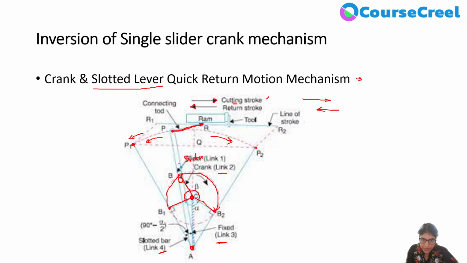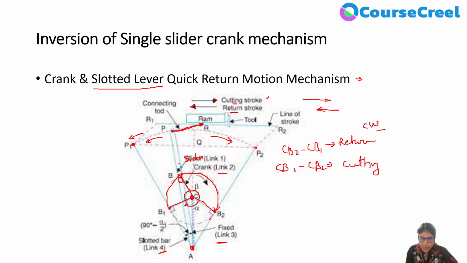And when the crank is moving from B2 to B1, CB2 to CB1, there is a stroke we will consider, that is the return stroke. So CB2 to CB1 is the return stroke. It will be clockwise rotation. And CB1 to CB2 is the cutting stroke.